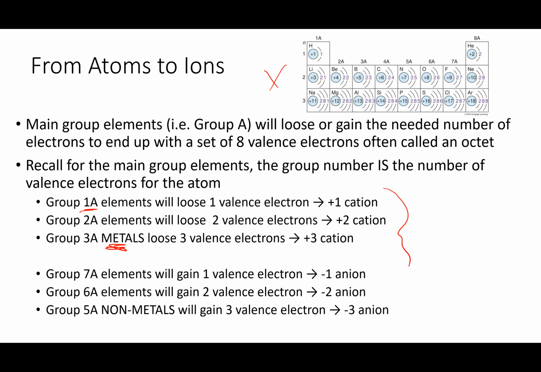And 1A, remember that group I told you to put a plus 1. 2A, I said you put plus 2. 3A, beginning with aluminum, put plus 3. So they will lose electrons. And the nonmetals will pick up electrons, forming negatively charged anions. And this is what I told you to put at the top of the group: a -1 for 7A, a -2 for 6A, a -3 for 5A.